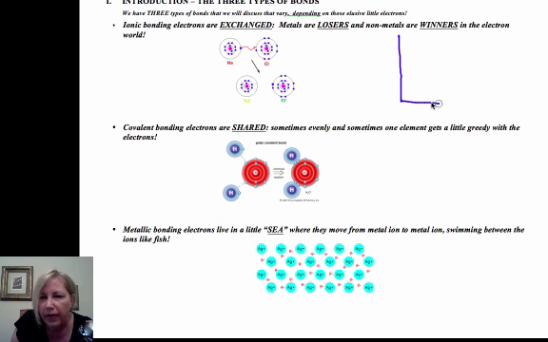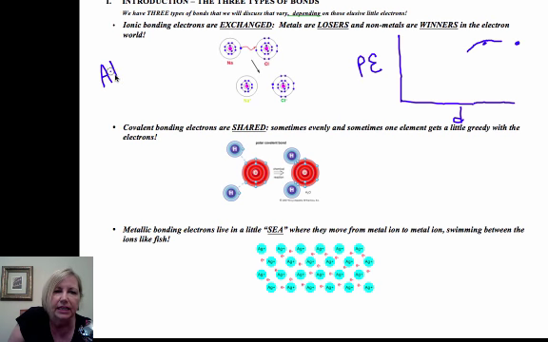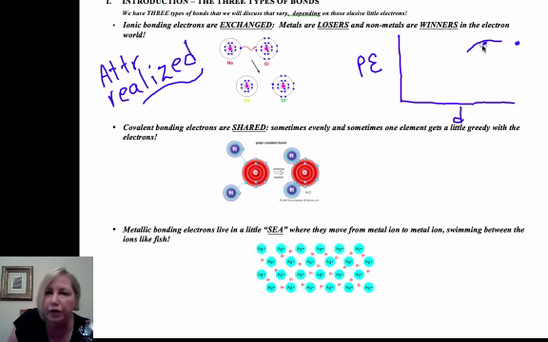Now, before we do that, I want to draw what is called a potential energy curve. If I have two atoms that are very, very far apart, so this is their distance apart. As these two atoms get closer and closer together, their attraction becomes realized. So there's less potential for attraction because that attraction has been realized.